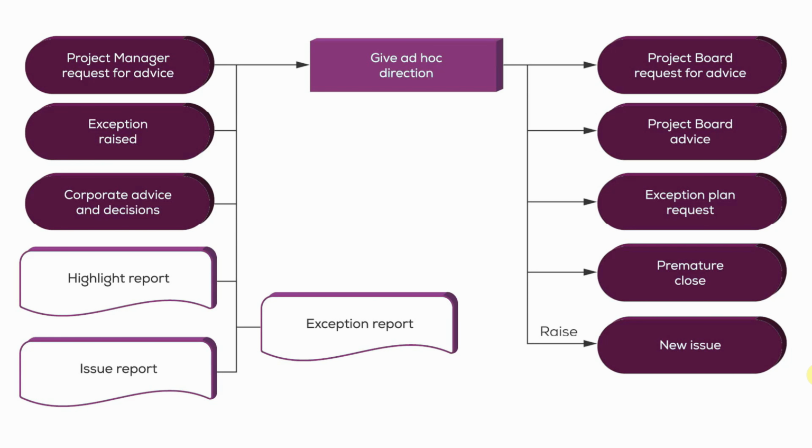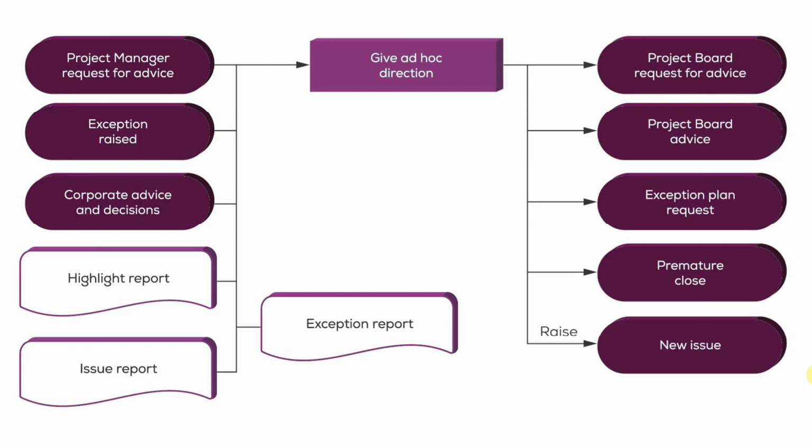Based on that information, the board can choose to do a number of things. So let's have a look at what comes in to give ad hoc direction here. So in the left-hand side, the project manager may request advice. The project board's response on the right-hand side would be to provide advice. An exception may be raised, and the board may well provide advice if that exception is raised by relaxing tolerances or providing some other advice, or may ask for an exception plan. And so the exception plan request is shown on the right-hand side here.